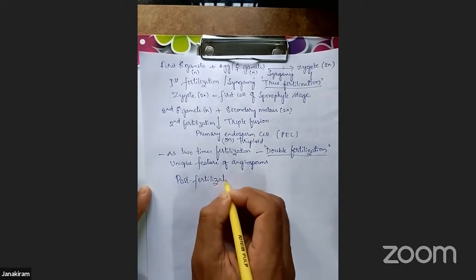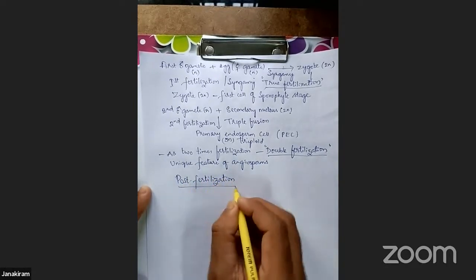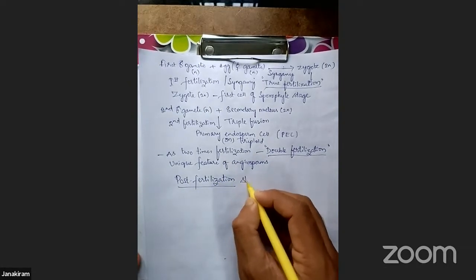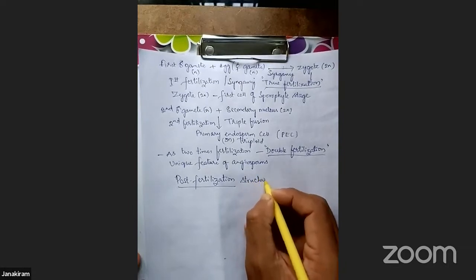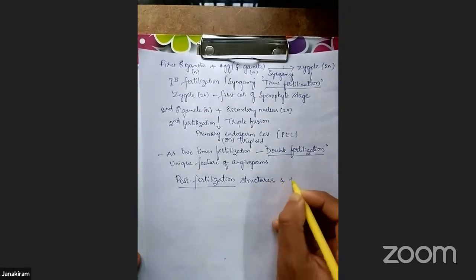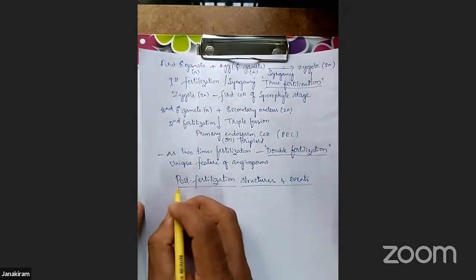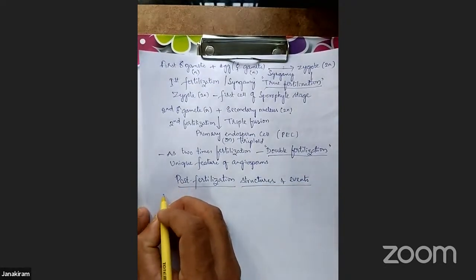That is the changes which are taking place after fertilization, so called post-fertilization structures and post-fertilization events. So here, what are the changes which are taking place in this process?